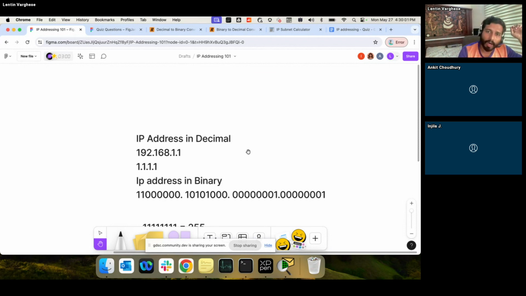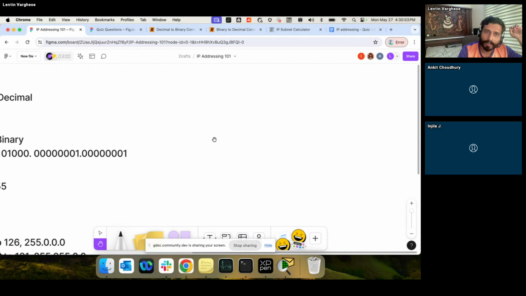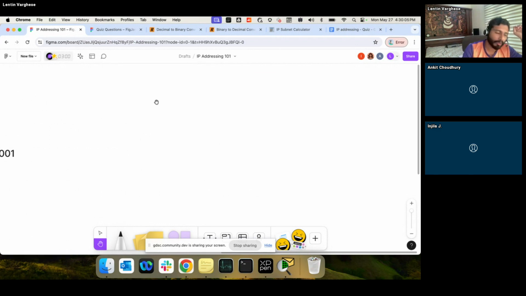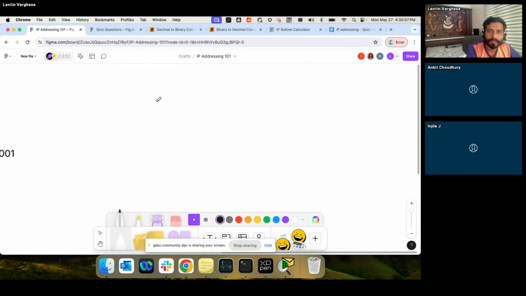Now, how would it look? I said 1 octet, right? So 0, 0, 0, 0, 0, 0, 0, 0. So 8 zeros, 8 bits, right? Now, this is the smallest number I can come up with, with 8 bits. What is the highest number I can come up with with 8 bits? This is binary, okay?